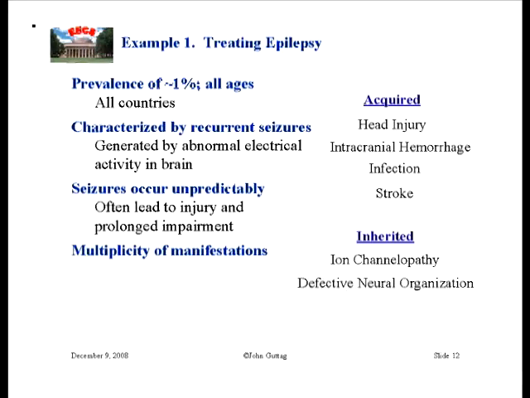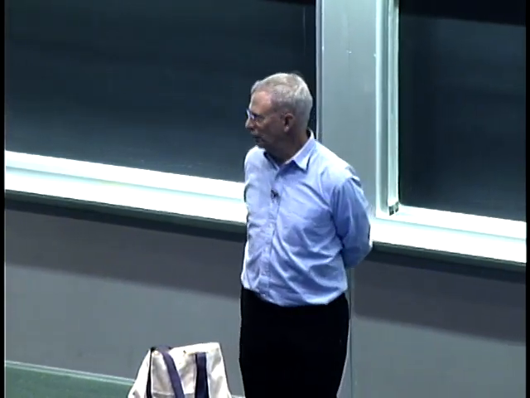It's characterized by recurrent seizures generated by abnormal electrical activity in the brain. It's really less a disease than a description of symptoms, because there are lots of different causes of it. It can be inherited, and that's a significant fraction, or it can be acquired, typically by some sort of an insult to the brain. People who have strokes or serious infections will develop epilepsy, hemorrhages, and increasingly head injuries. It turns out to be an illness that is now of great interest to the Defense Department because people are coming back from Iraq with epilepsy.